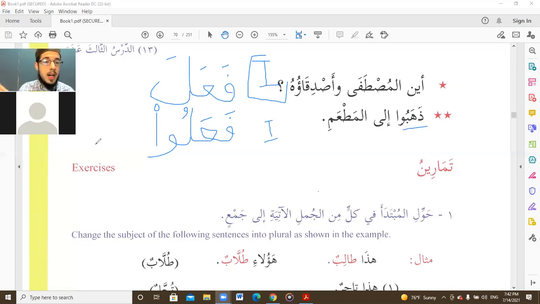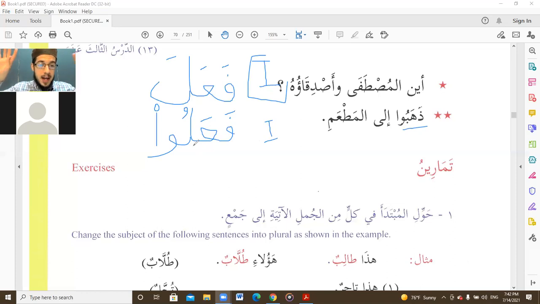Fa'ala, fa'alu. Jalasa, jalasu. He sat, they sat. Okay. Anything else we can think about? Kataba, katabu. He wrote, they wrote. Any 3-letter form 1 verb that you've learned or heard about, we can apply these patterns, and this is the conjugation pattern. That goes with everything. Fa'ala, fa'alu, kataba, katabu, qara'a, qara'u, and anything else.